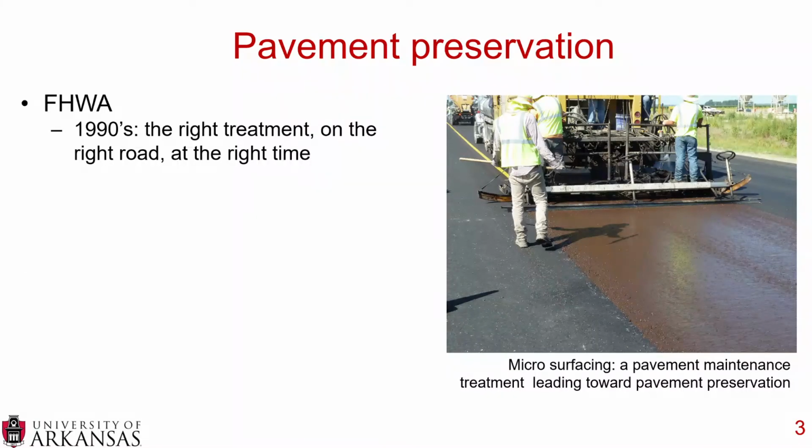So let's start with the general definition of pavement preservation, and I'm going to turn to the FHWA, or the Federal Highway Administration. And a term that I am very familiar with is from the 1990s. The terminology was pavement preservation was the right treatment on the right road at the right time. So it's a tripod. You need to think about what treatment are we placing, what road are we going to place it on, and what condition of the road is that in.